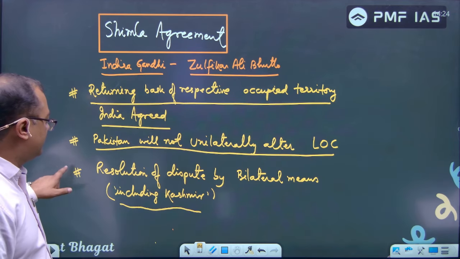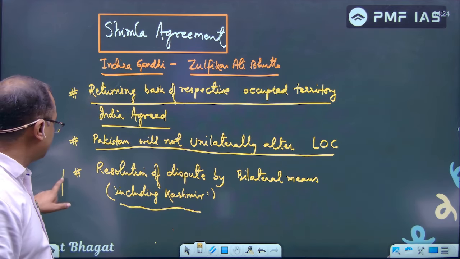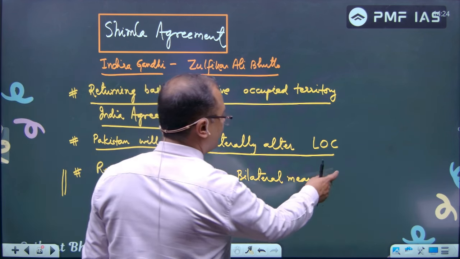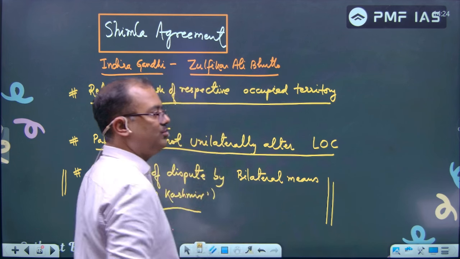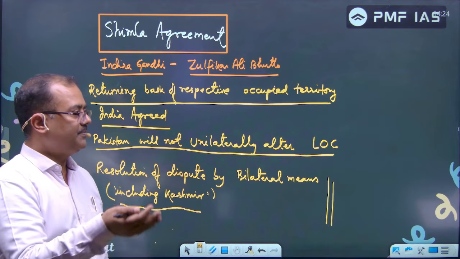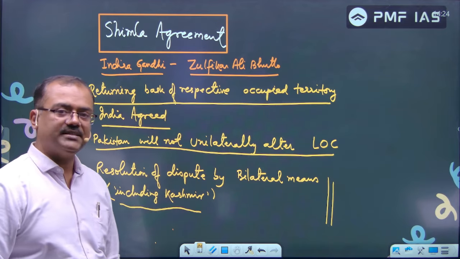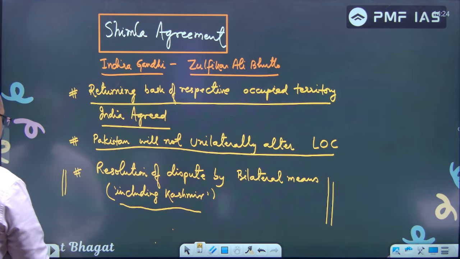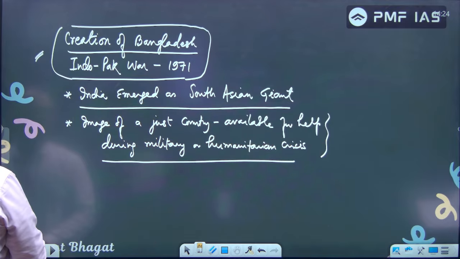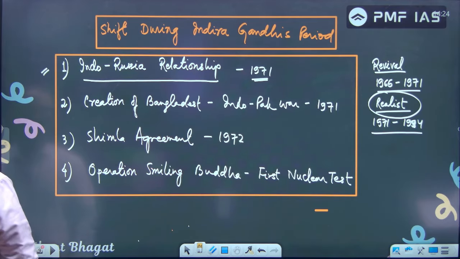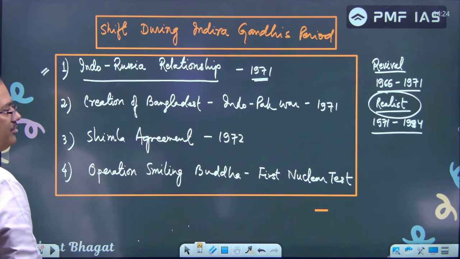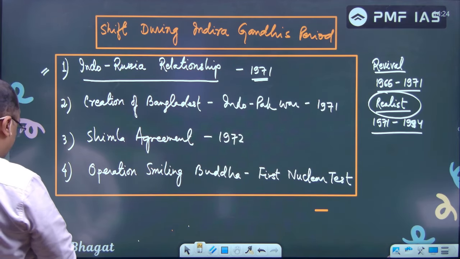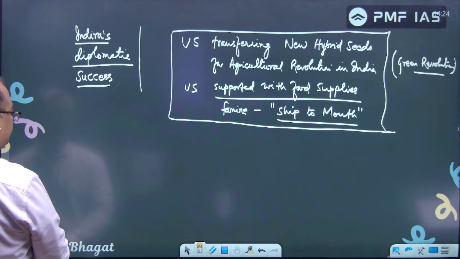So resolution of disputes by bilateral means was a big achievement of the treaty. And even today, these points are in discussion. Operation Sindoor, claim for help, India, Pakistan mediate. Got the point? Now, the fourth part of Indira Gandhi's achievement, or change in her whole stance, was Operation Smiling Buddha, the first nuclear test.